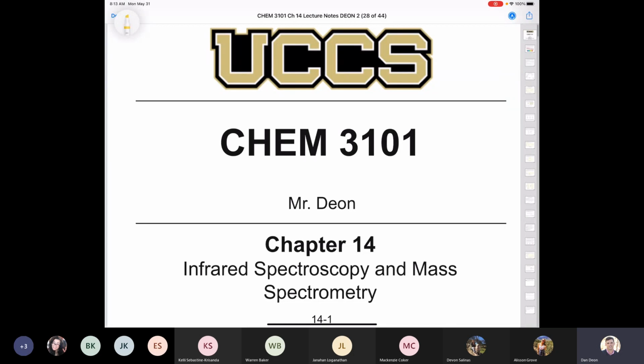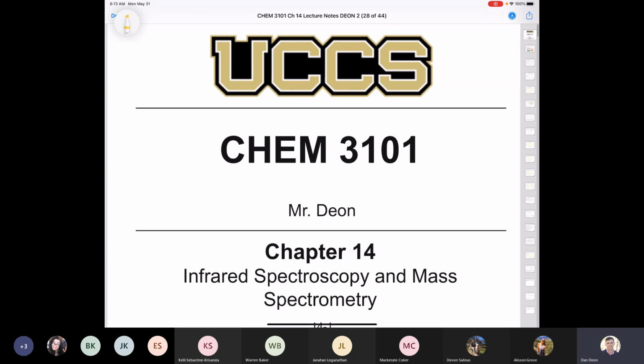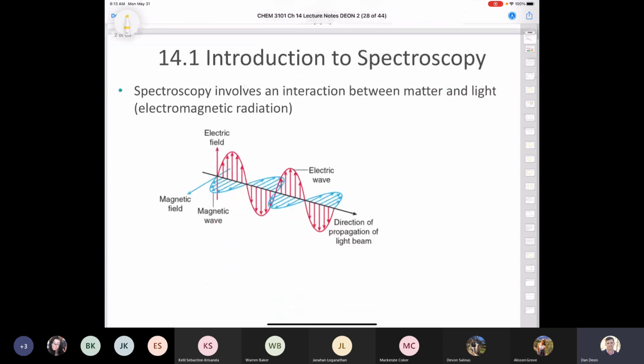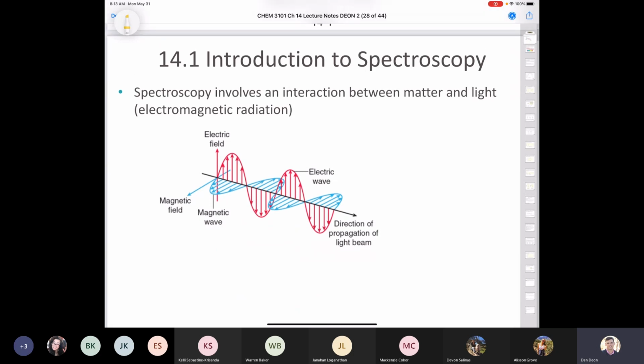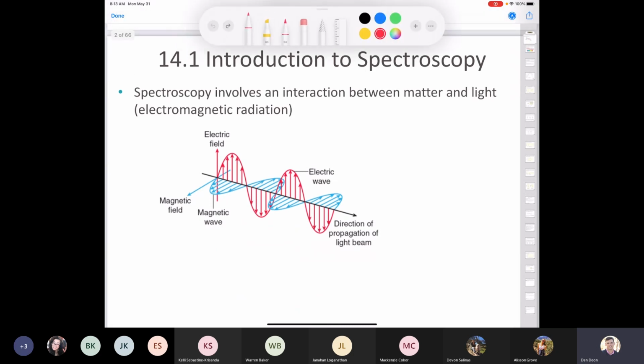Okay, Chemistry 3101. This is Chapter 14, which deals with two topics, infrared spectroscopy and mass spectrometry. During the lecture, you're going to find out what's the difference between spectroscopy and spectrometry. Well, spectroscopy is the interaction between matter and light. When we're talking about matter in chemistry class, we're going to be talking about molecules. So we're going to be looking at organic molecules.